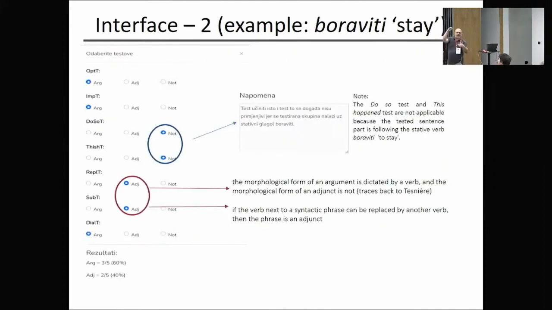And this is our list of results. The first two tests say that it is an argument. Then we have those two syntactic tests. We cannot use them, they are not applicable because this is a stative verb. Our replacement test and substitution test said it was an adjunct, and the last communicational test, the dialogue test, said it's an argument. So the result is arguments 3 of 5, like 60% of the tests are saying that it is an argument, and 40% of the tests say it's an adjunct.